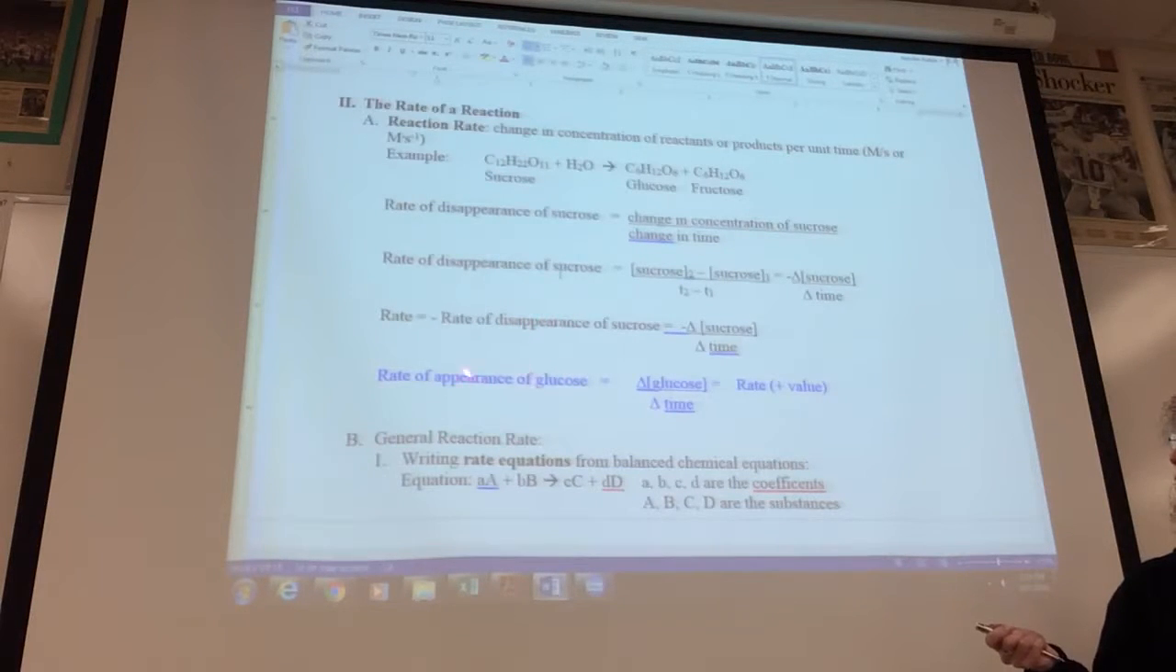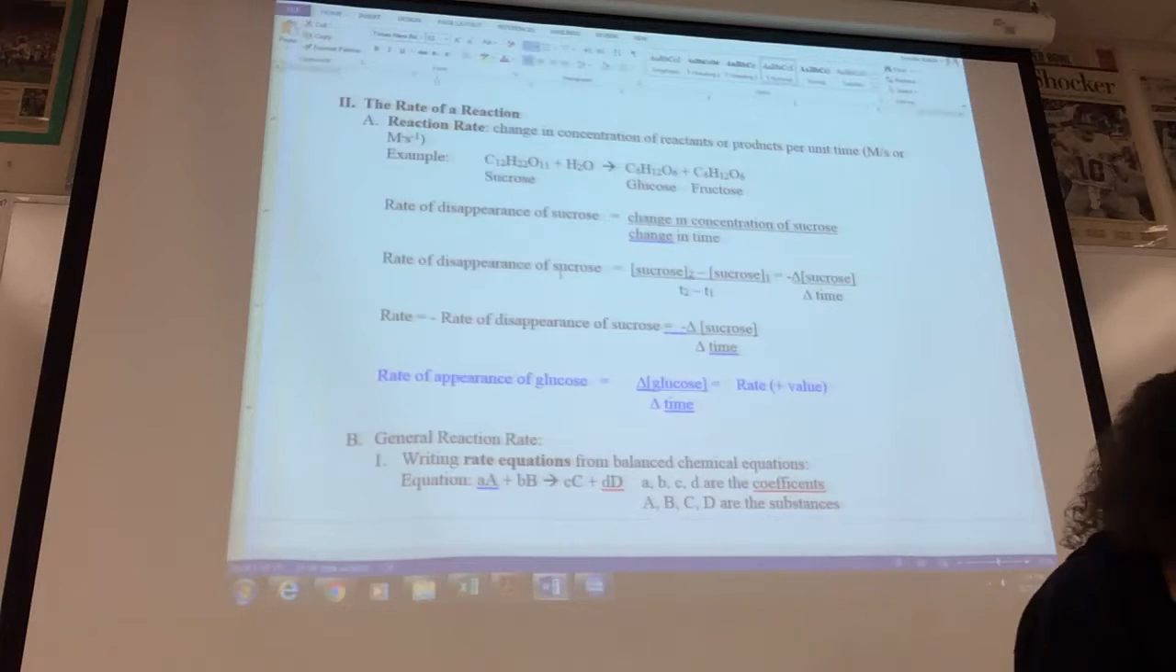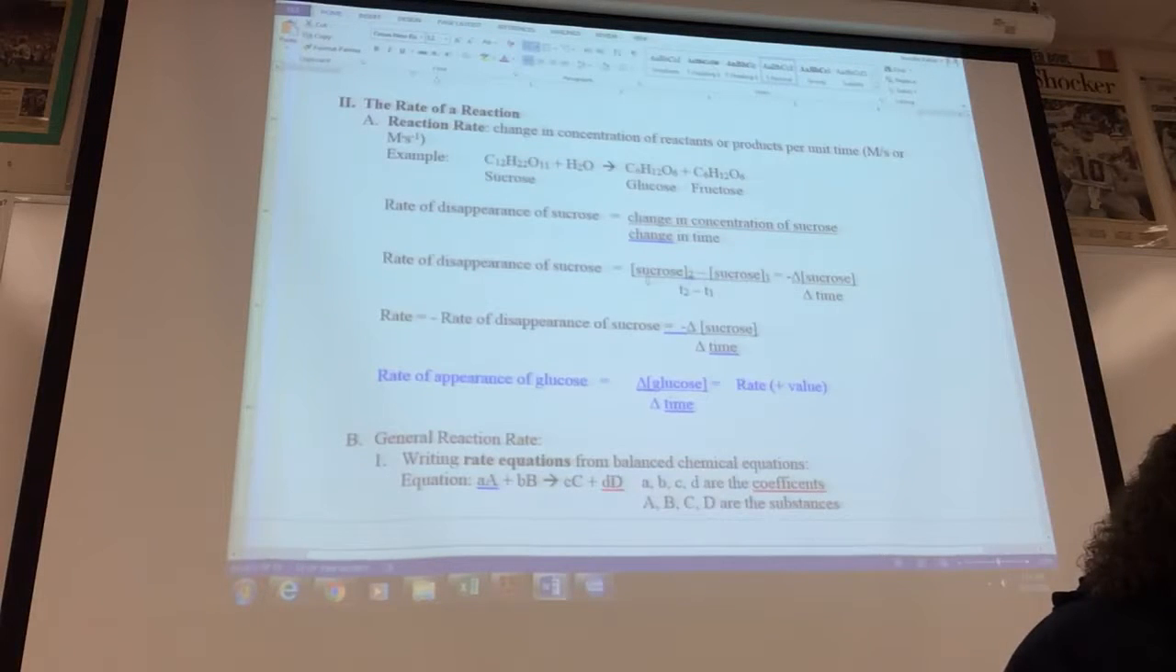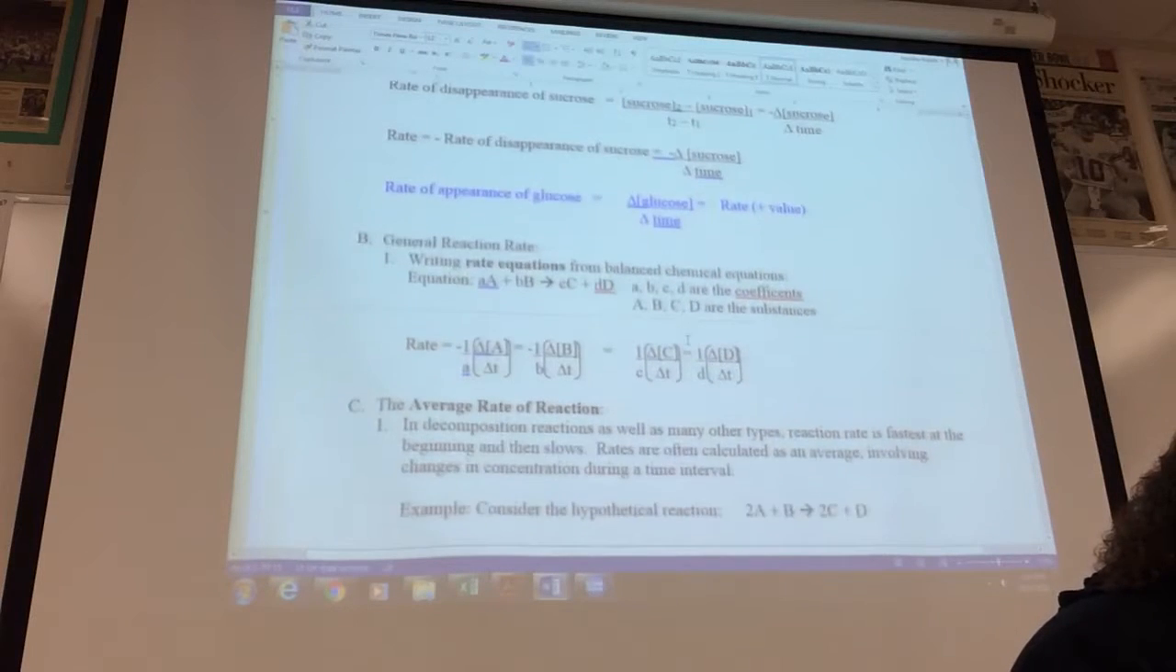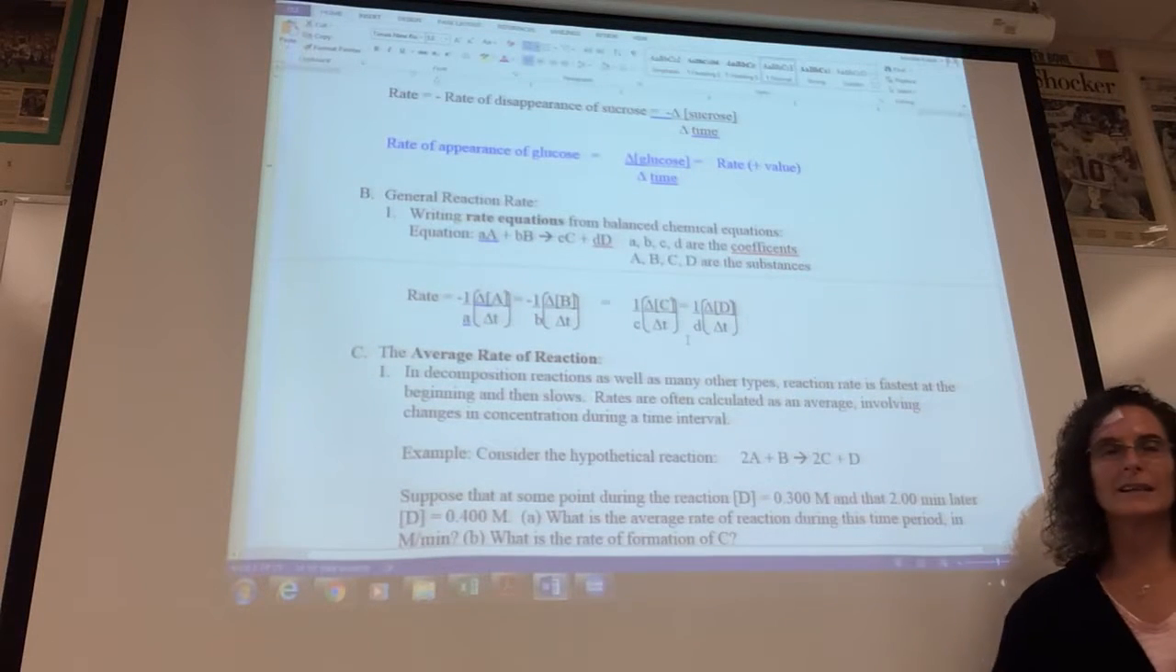You also can look at the rate of appearance of a product. Products get made, so they appear. Change in concentration of glucose or fructose concentration, change in time. So that's what we're looking at here. And the rate of disappearance here as shown. And I think that's fine.